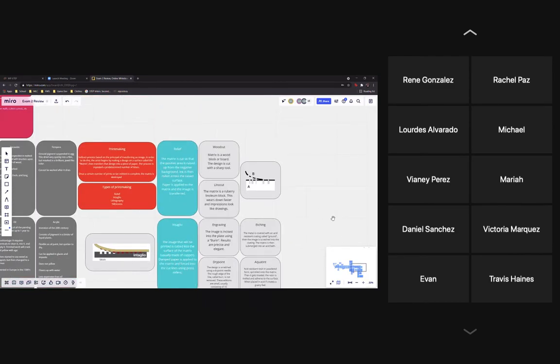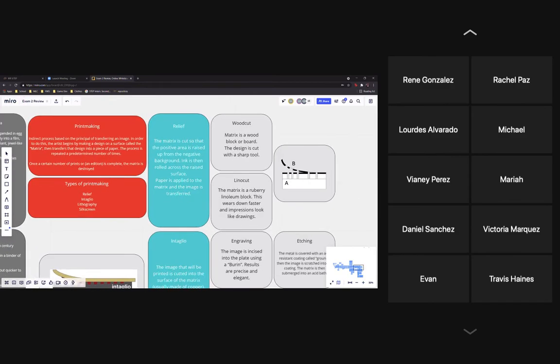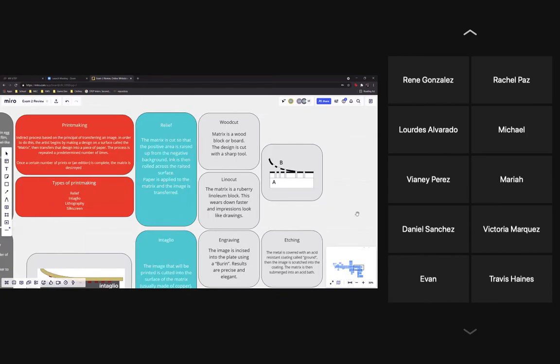Now, would anyone like to explain what relief is? The raised areas hold the ink. Yeah, exactly. The opposite of intaglio. Perfect. You got the perfect definition. Thank you, Elliot. So yeah, relief, and I actually have a picture for you guys here.